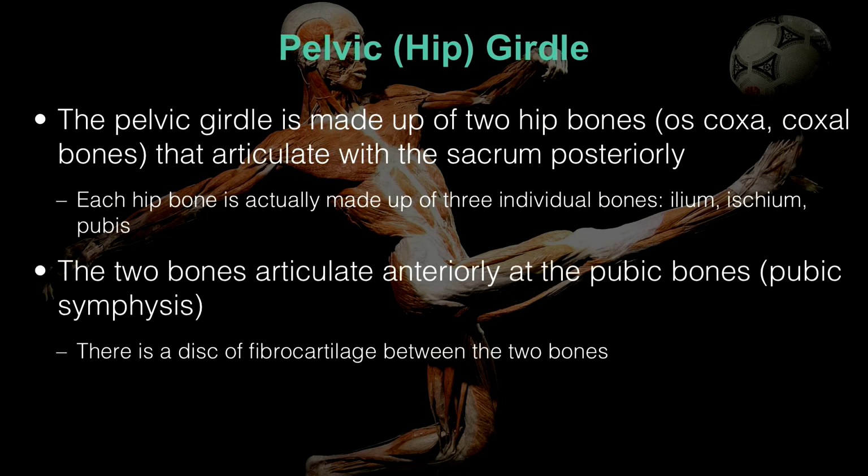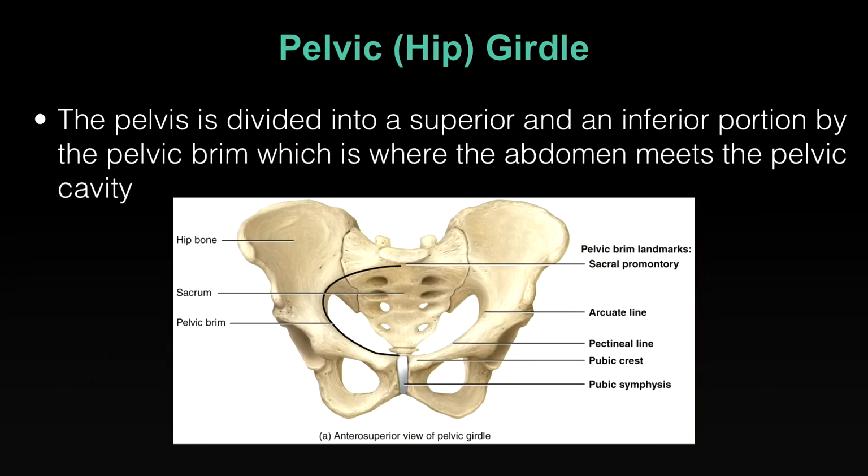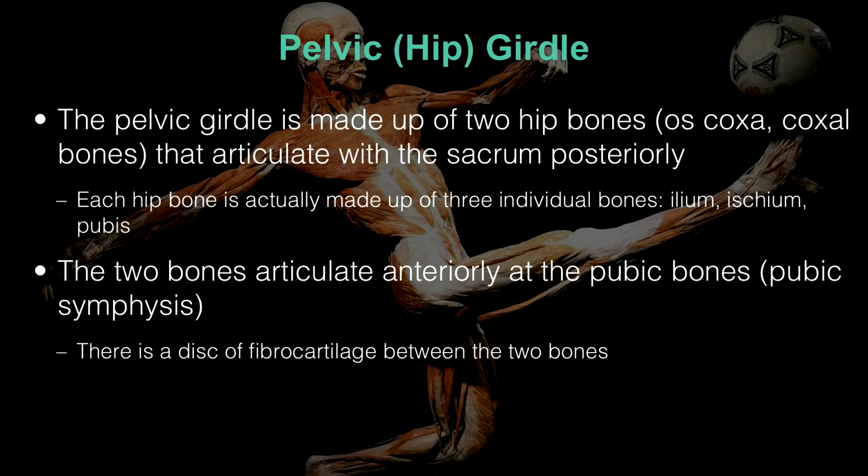Those three bones are the ilium, which is one of the most characteristic, obvious features of the hip bone, the ischium, and the pubis or the pubic bone. And those three make up one hip bone. You've also heard those called coxal bones or os coxa or ossa coxa. Many different names. I'm calling them hip bones.